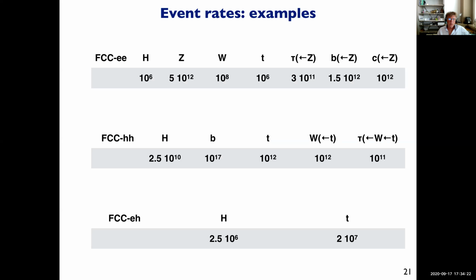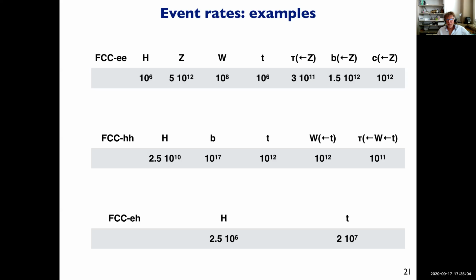So I will start by giving this table, which shows event rates at the different facilities, e+e-, the hadron collider, the 100 TeV collider, for the planned integrated luminosities and for several interesting final states. For example, the e+e- collider can deliver about 1 million Higgs, 5 trillion Z bosons, 100 million Ws, millions of top quarks.